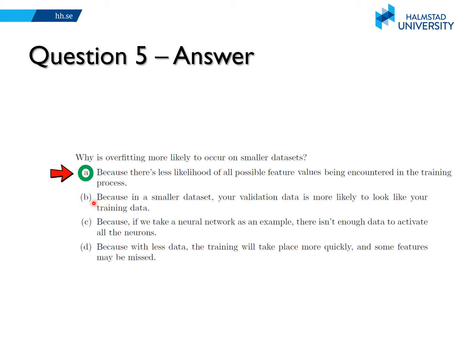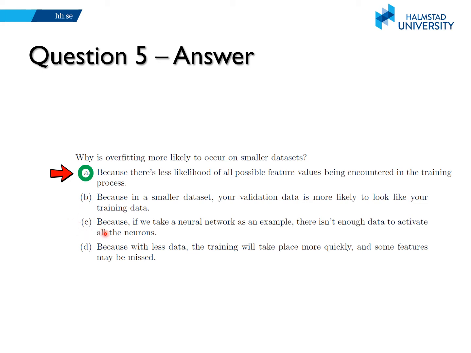Here we have: because in smaller datasets, your validation data is more likely to look like your training data. This is wrong because you will overfit regardless of how much data you will observe in the future. So when you overfit to your training data, this doesn't make sense.